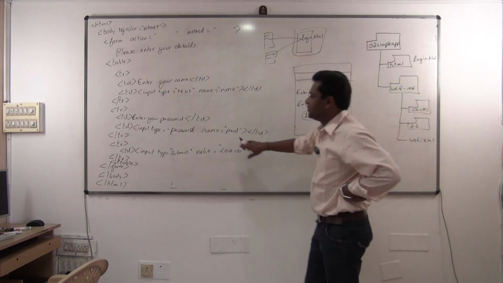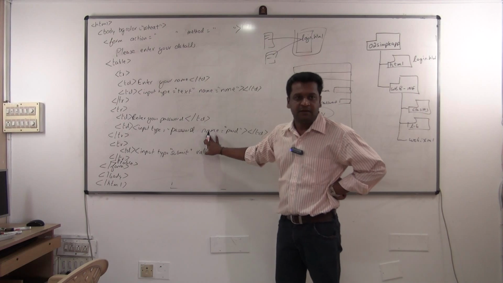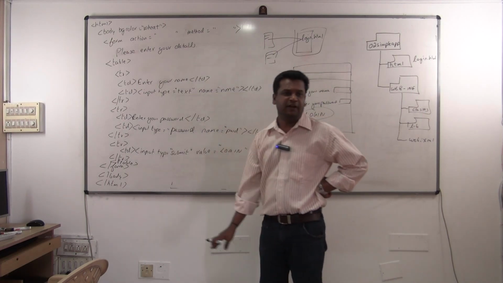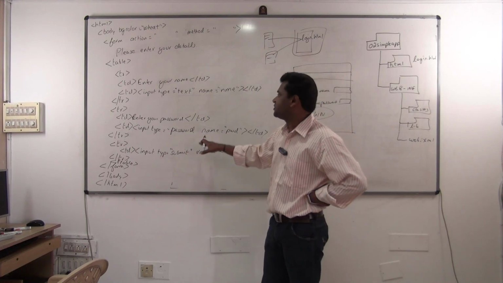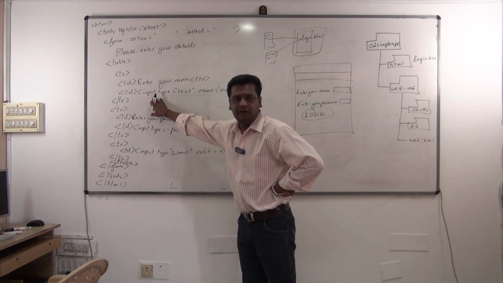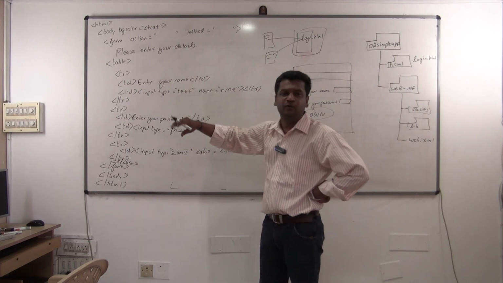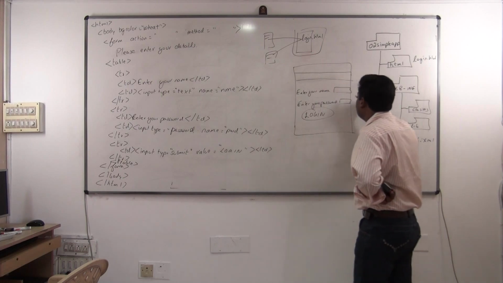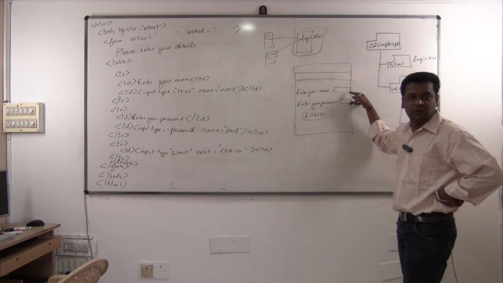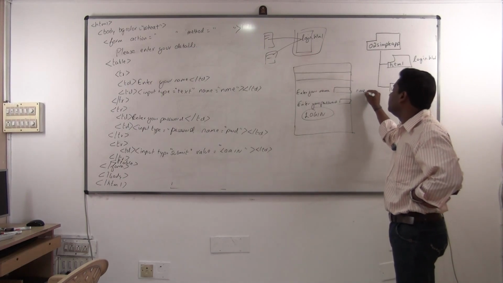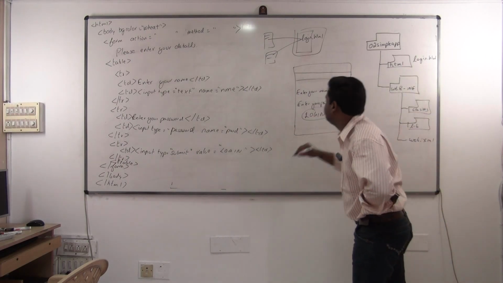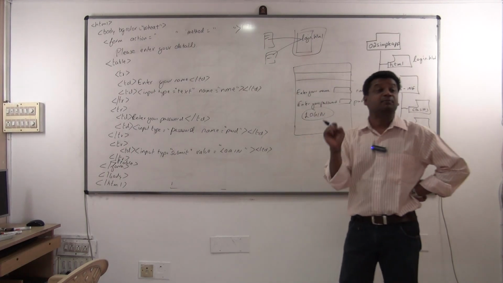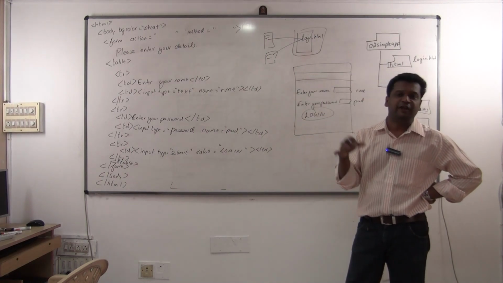Now I am trying to explain what this name is. Name is an attribute of the input tag. First understand the basics. All this is clear for you. Only two things are new to you. One is this name, which is an attribute of input. What I am trying to do is give a name to this box. For this box the name is NAME, and for this box the name is PWD. Like this you can give any name. For your boxes, for the input fields, you have to give a name.